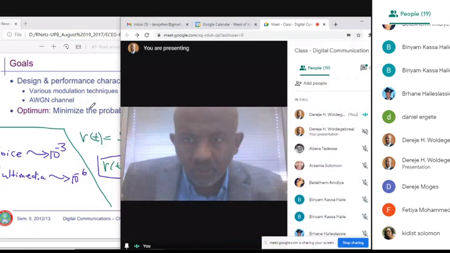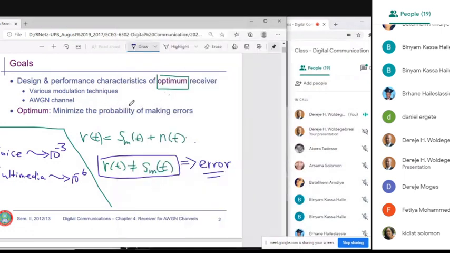So the focus of this chapter is on the design of the optimal receiver. Of course, time and again, we will be defining what we mean by optimality. Okay, so one goal is to see the design of the optimal receiver.